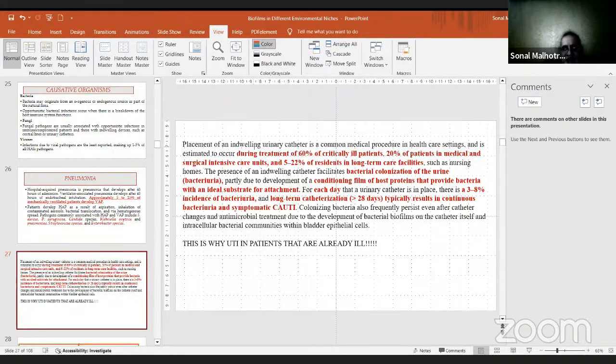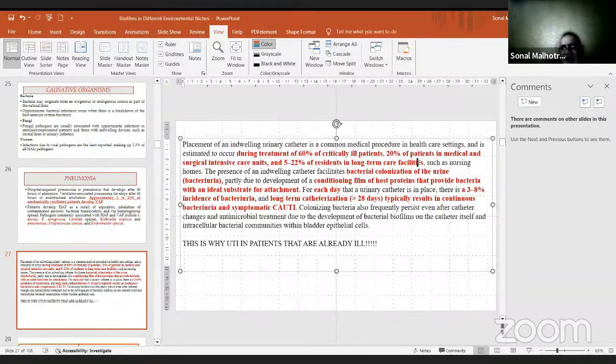Placement of an indwelling urinary catheter means a catheter that has been placed inside. During treatment, 60% of critically ill patients will receive a urinary catheter, as will 20% of patients in medical and surgical units, and 5 to 22% of residents in long-term care facilities at one point or another. I also, because I was unable to pass urine, had a catheter placed on the third day. That was the first and only time I ever got a catheter.